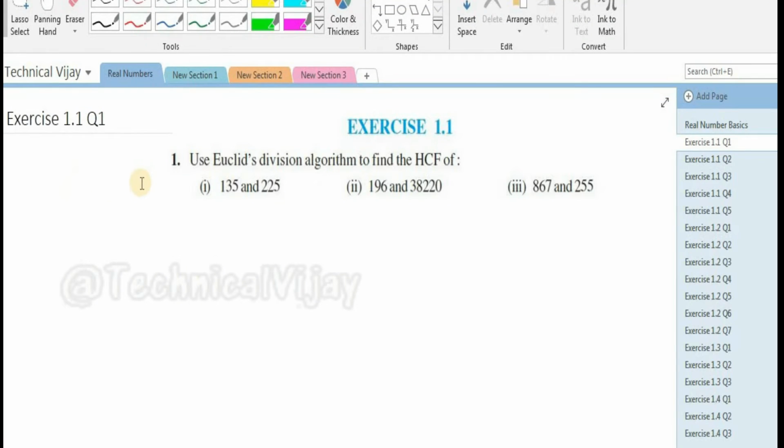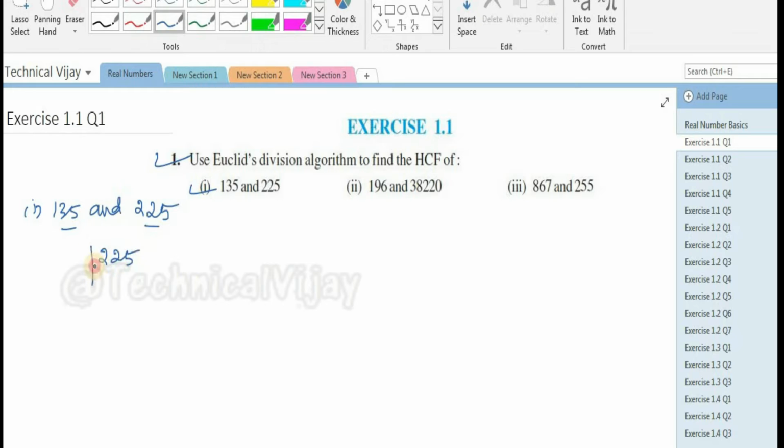Students, now we will solve exercise 1.1. In the first question, use Euclid's division algorithm to find the HCF of the following numbers. First we will take the first part, that is 135 and 225, to find the HCF of these two numbers. As per Euclid's division algorithm method, find out the biggest of the given numbers. The biggest number among 135 and 225 is 225.